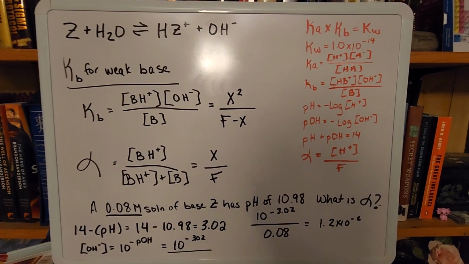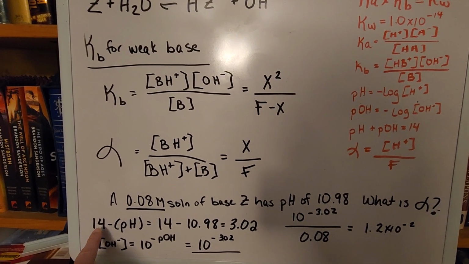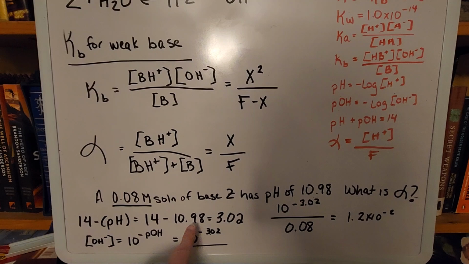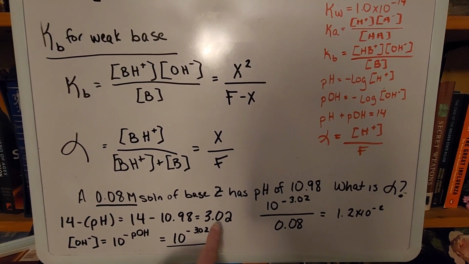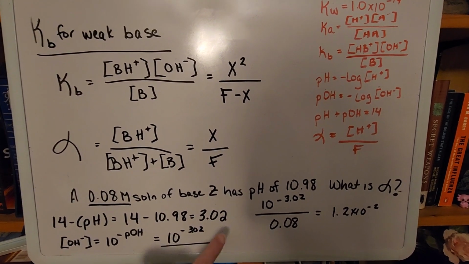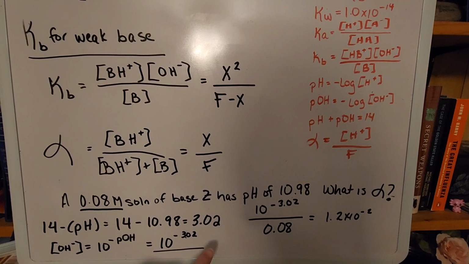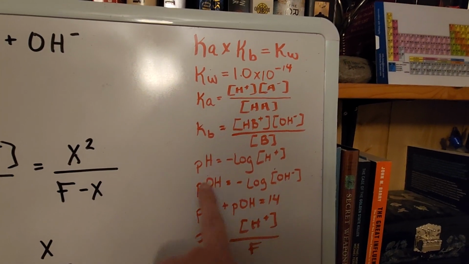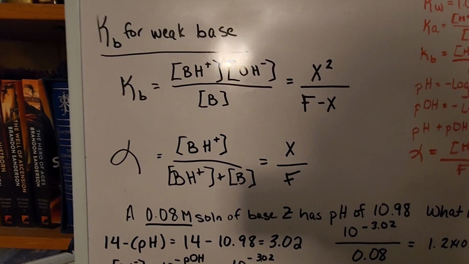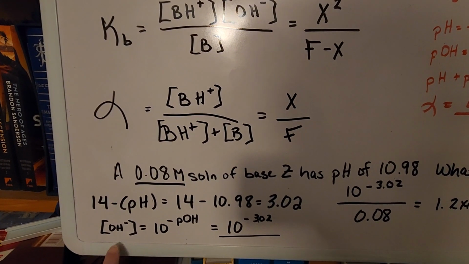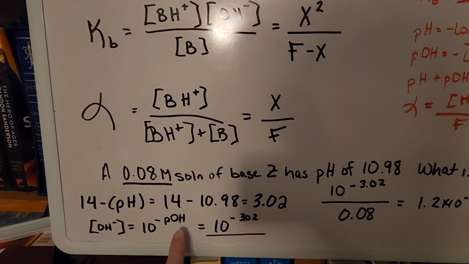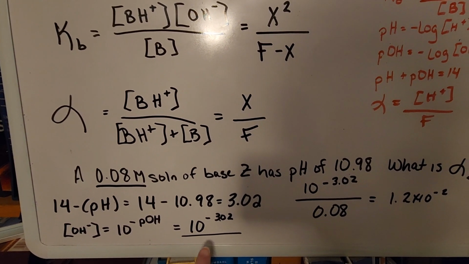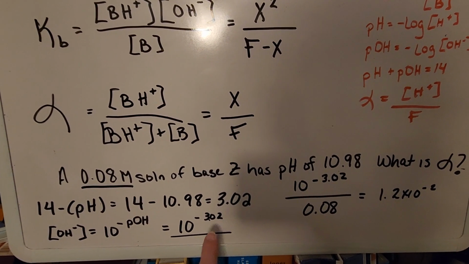All right, so I filled in a few numbers here. We've got 14 minus our pH, and our pH is 10.98, so that's going to give us 3.02. Now remember, this is our pOH. So in order to find our concentration of OH, we have to reverse this and remember that the concentration of our hydroxide ion here is 10 raised to negative pOH. That's going to be our hydroxide ion concentration.